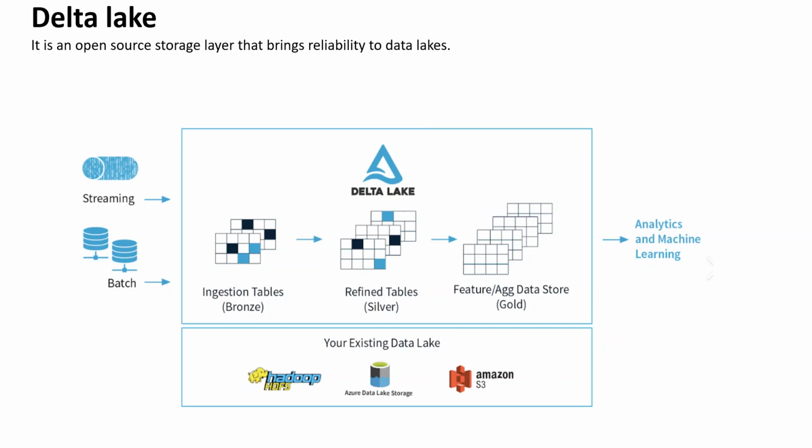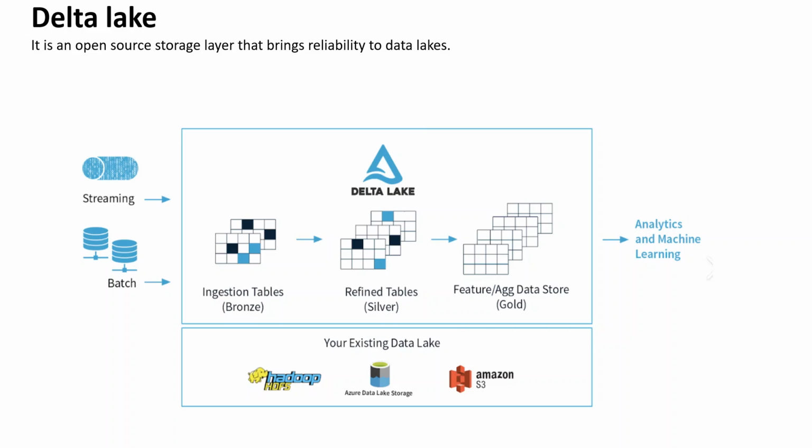Another important thing is that with the help of Delta Lake, we can get rid of the complex Lambda architecture. Before Delta Lake, if you wanted to combine streaming and batch, it needed a separate pipeline. But with the help of Delta Lake, we can combine streaming and batch into the same pipeline.